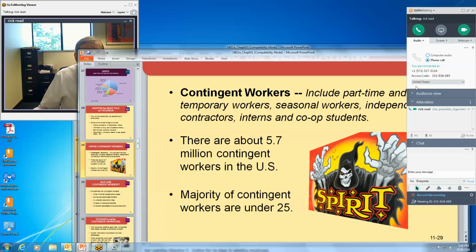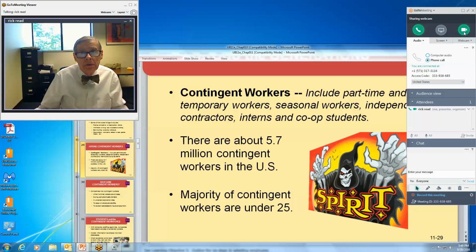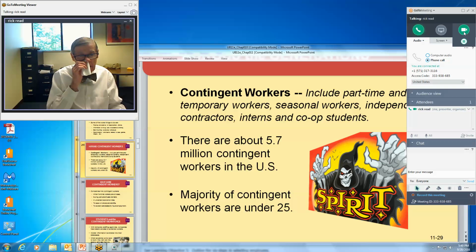We can also hire contingent workers. These are people who are part-time, temporary workers, seasonal workers, etc. Notice that the majority are under 25.